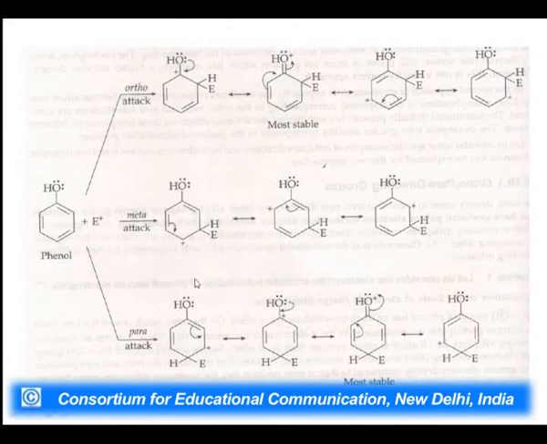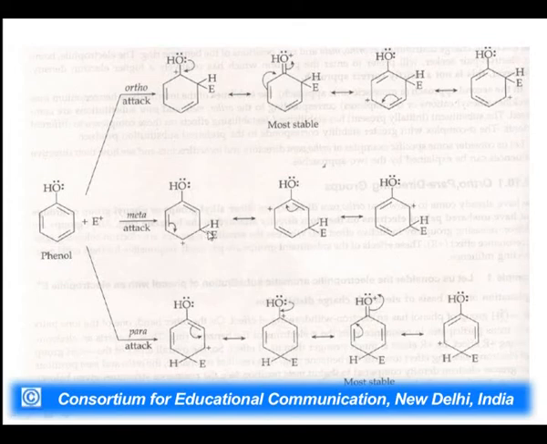Similar is the case if the attack takes place at the para position, that is, if the electrophile comes and reacts at the para position. Here also one structure is more stable as compared to other structures because the octet of each carbon atom is complete. This contributes maximum towards the stability of the carbocation, which is the intermediate formed in electrophilic substitution reactions. Whereas no such resonating structure is formed if the reaction takes place at the meta position.